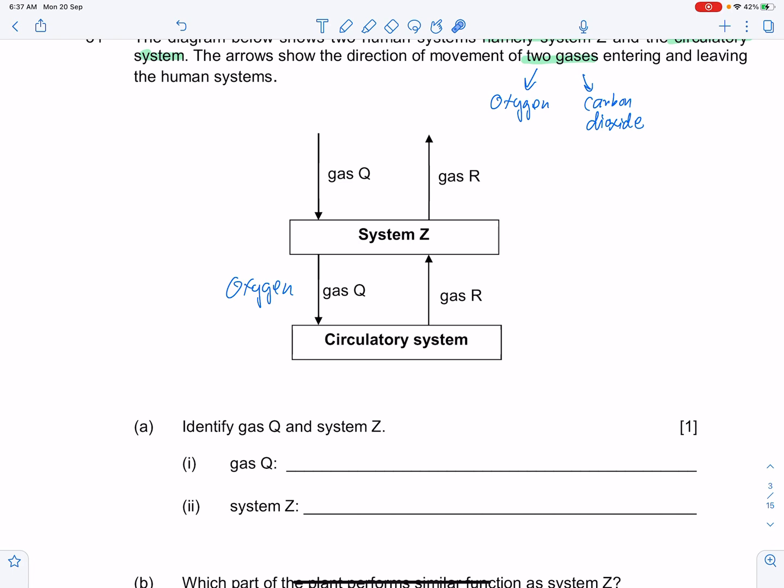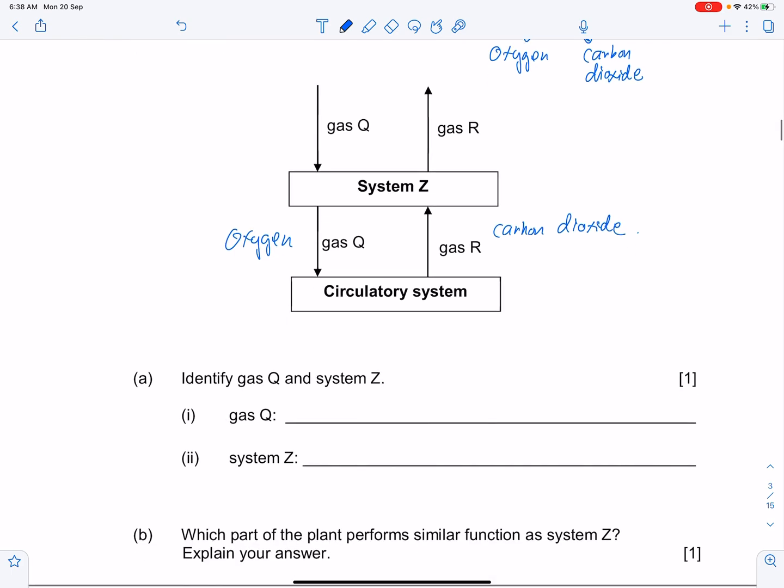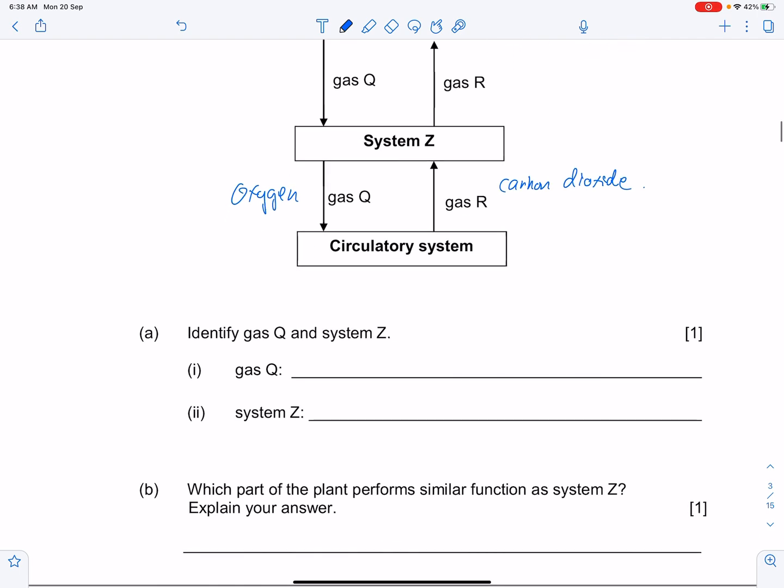Okay, and then after that, for gas R, you want to get it out of your system. That is actually carbon dioxide. Okay, so you have these two gases. Now identify gas Q and system Z. So like what we have done earlier, this is actually oxygen. Now system Z is actually your respiratory system.